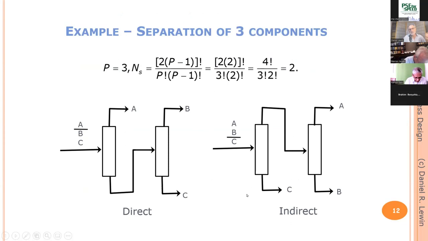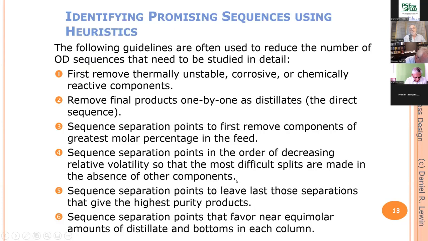For example, here's the situation for 3 products. There are 2 possible sequences, either the direct or the indirect, which is why we need heuristics. So we then introduce the idea of heuristics to the students. There are a large number of heuristics that we consider. For example, we should consider removing unstable, corrosive, or chemically reactive components in the initial separation tower to save money, obviously. Another possible heuristic is that we should try to consider the components in order of the greatest molar percentage in the feed. And another very important heuristic is to remove the products in decreasing order of relative volatility.